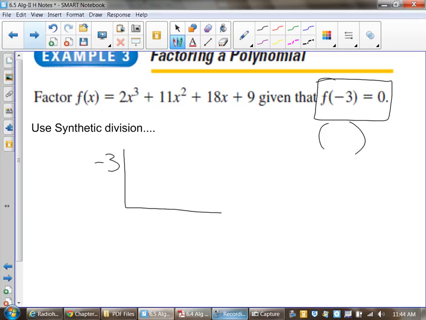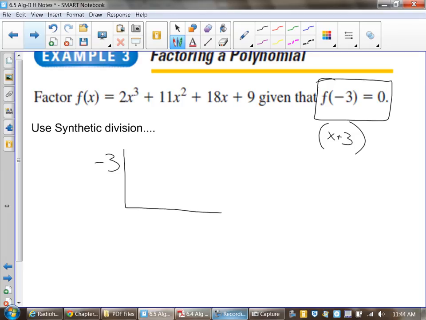What's the term? If the 0 is -3, what's the term from the parentheses? X plus 3. Okay? We're working backwards. Instead of giving the term, find the 0. Here's the 0, find the term. So all I'm asking is the reverse of what you're accustomed to seeing.